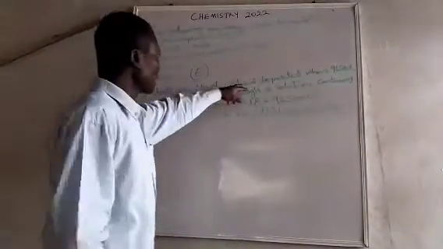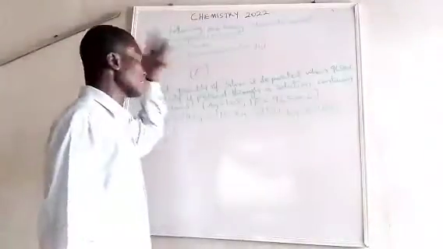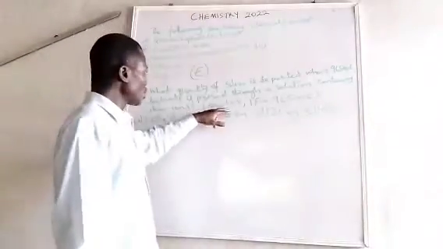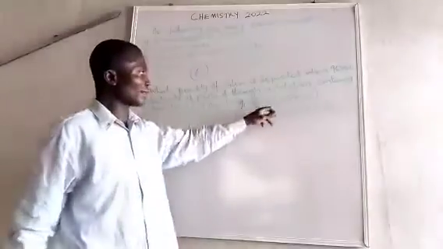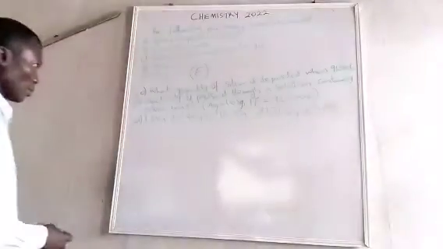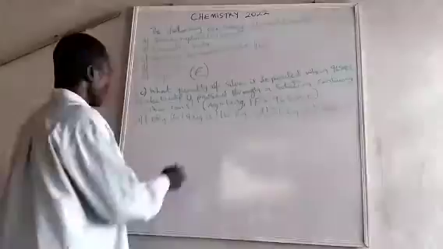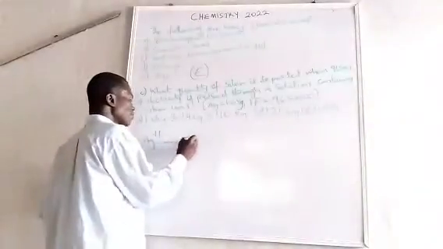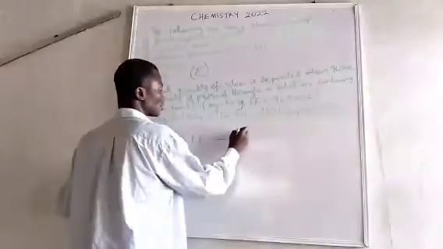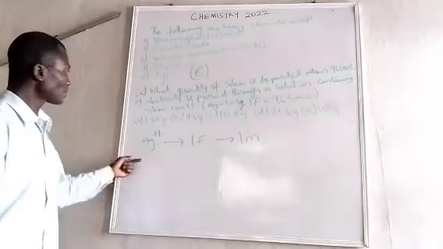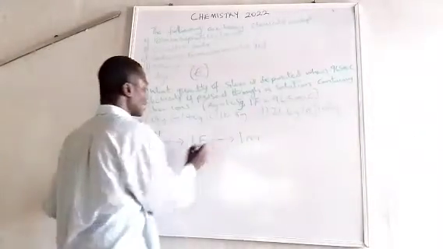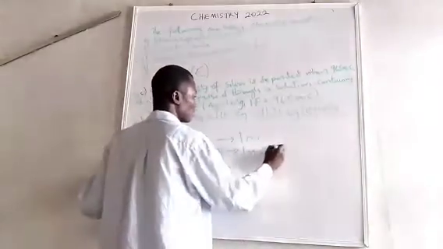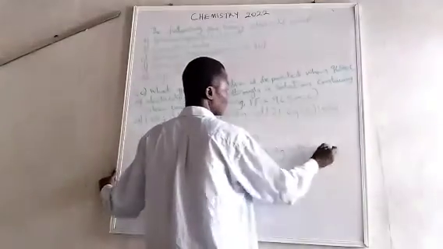The next question says, what quantity of silver is deposited when 96,500 coulomb of electricity is passed through a solution containing silver ions? The information given is that Ag is 108 grams, that is the molar mass, and 1 farad is 96,500 coulomb. Because Ag has +1 valency, it will require 1 farad to give us 1 mole. You understand? So 1 farad is supplied, that is 96,500 coulomb. 1 farad is going to give us 1 mole of Ag, which is equal to 108 grams. So the answer is E.